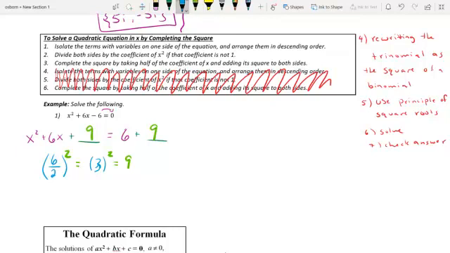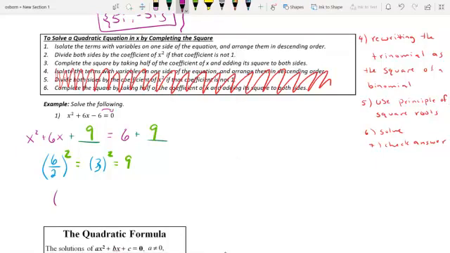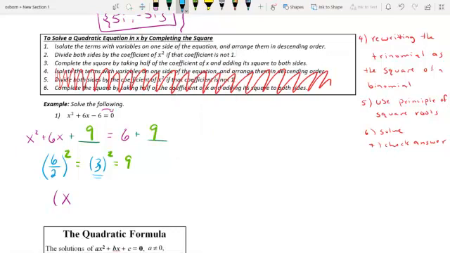Now we're in a situation where we have a perfect square trinomial. What that means is I can rewrite x squared plus 6x plus 9 as the square of a binomial. So I can rewrite this as x plus 3 in parentheses squared, which is equal to the sum of the 6 plus 9, so equal to a positive 15. And that is step 4.